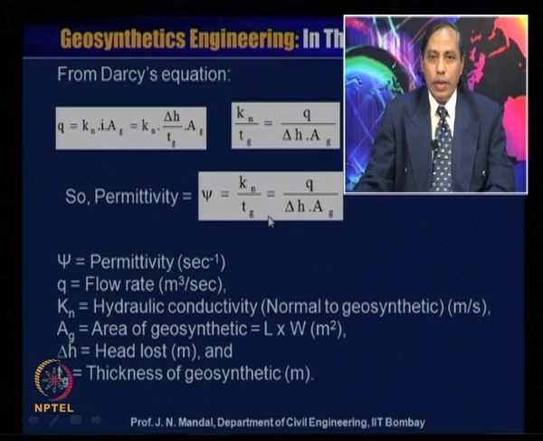Kn is the hydraulic conductivity normal to the geosynthetics in meter per second, Ag is the area of geosynthetic, that is L into W, length into width of the geosynthetics in meter square, delta H is equal to head loss in meter, and Tg is the thickness of the geosynthetic material in meter.